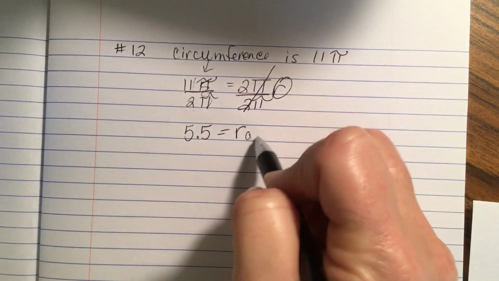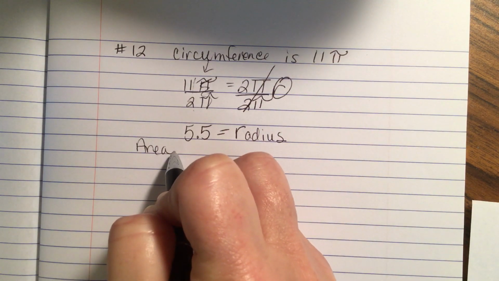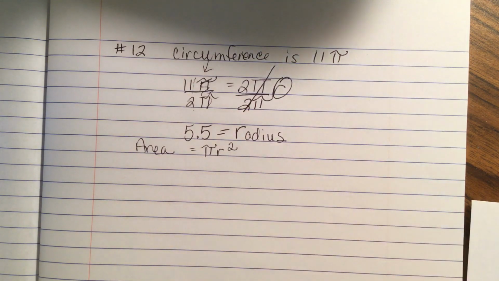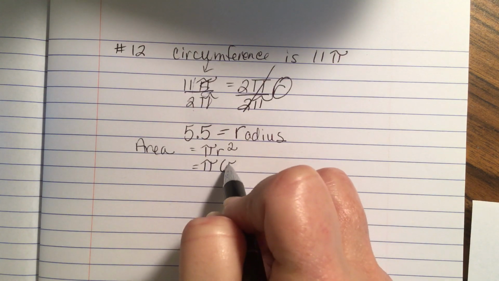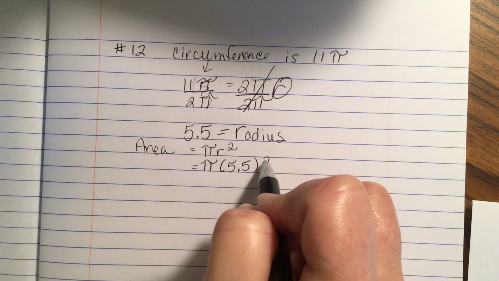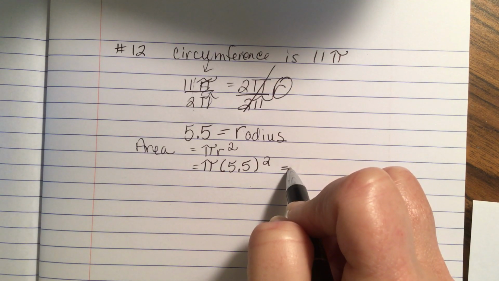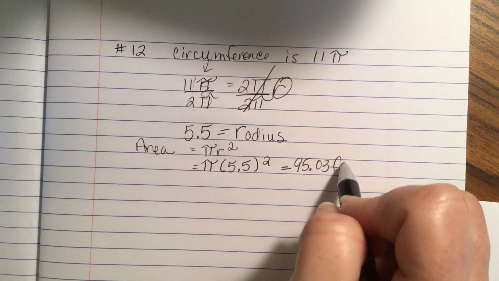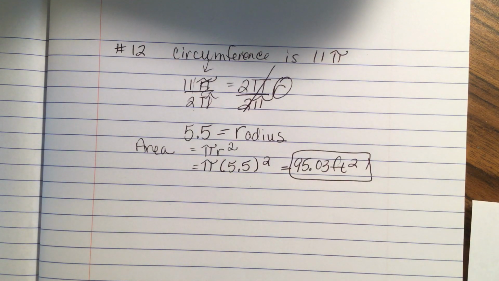So this is my radius, and the problem asked me for area. Remember, area is pi r squared. So now that we know the radius, we have pi times 5.5 squared. Put that in your calculator. You may have to round it, but it's going to be about 95.03 feet squared because we're talking about area. So hopefully that helps you with a couple of those problems.